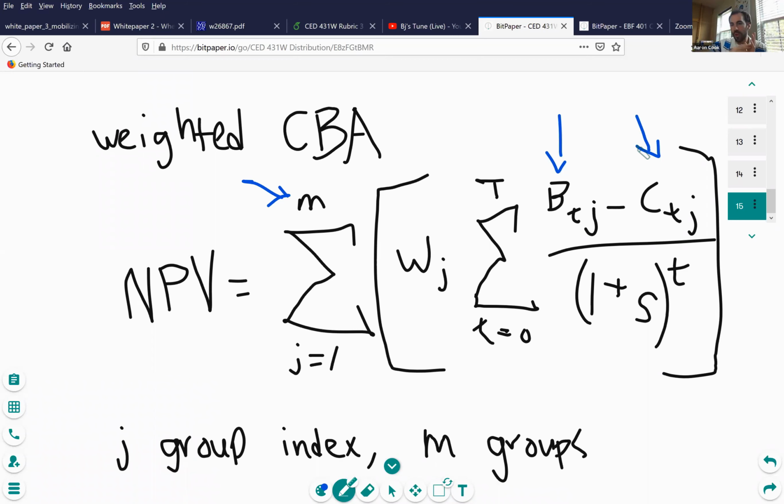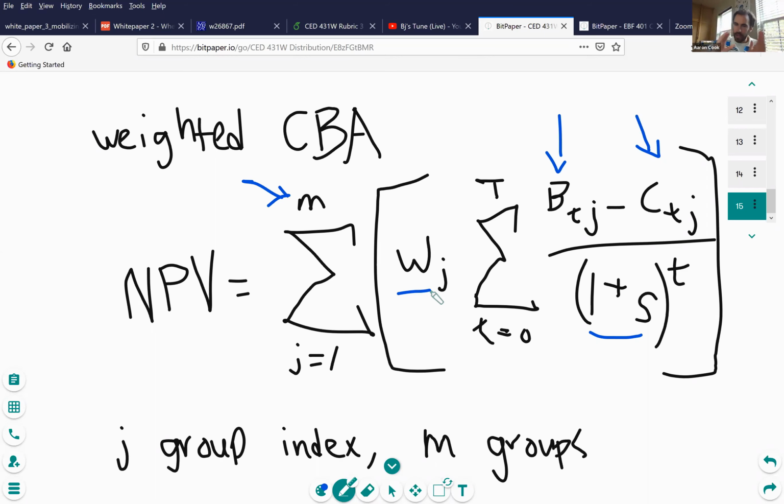You sum those up over time. You figure out the present value of those over time by using the discounting process, and then you multiply them by some W_J, some weighting factor, and that gives you the net benefits, the benefits net of costs that accrue to group J. Multiplying that by W_J then scales those up or down according to how much you want to weight more or less heavily those benefits to that particular group.